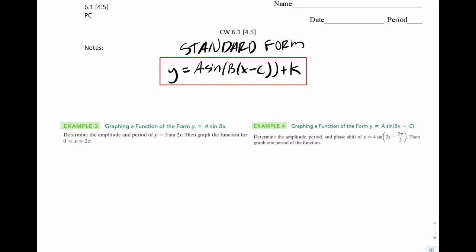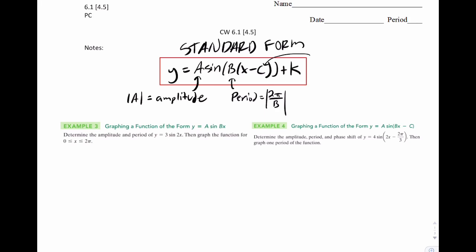Let's quickly note a couple things. A is your amplitude. So hopefully you recall that word from your trig class. And I write the absolute value of A because we want amplitude to be positive. B is going to relate to your period. That's going to be 2 pi over B. And again, I put absolute value because you want your period to be positive.